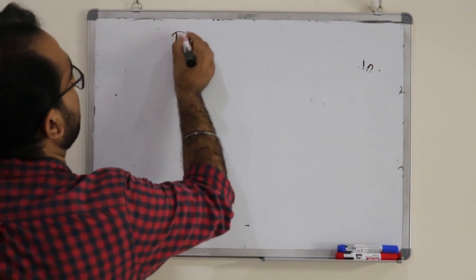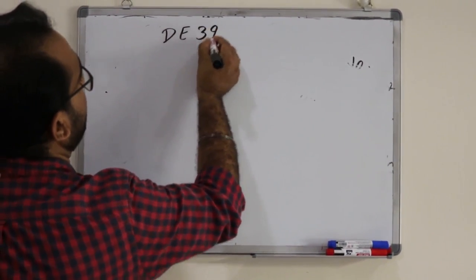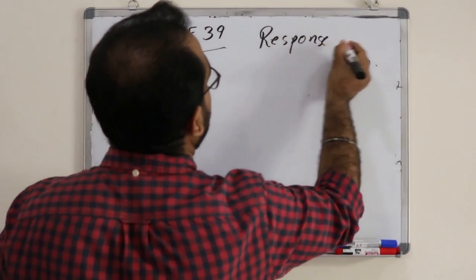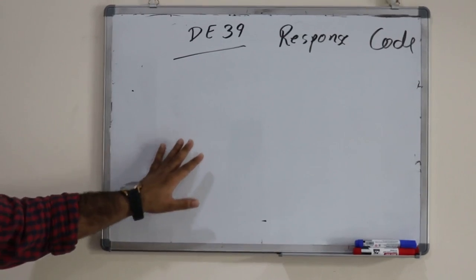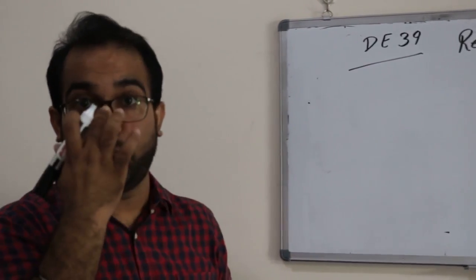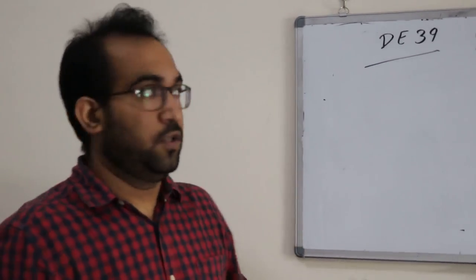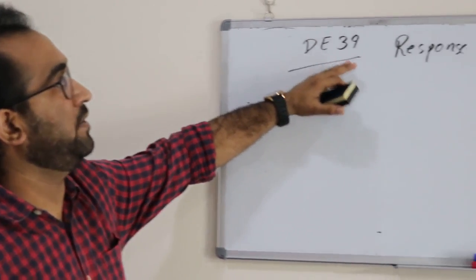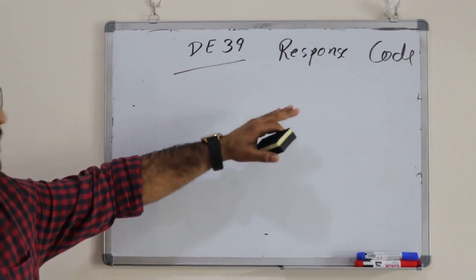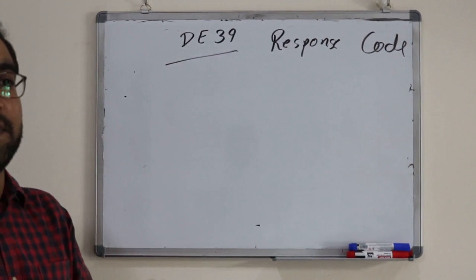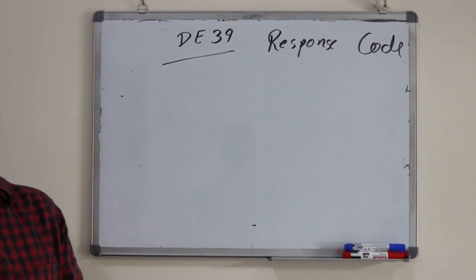Now we will understand data element 39, the response code. In my previous example, we discussed how the issuer will send an approval. So when we say approval, how will an issuer say yes, this transaction is approved? There are some possible values. There is a data element which is data element 39. This is the ISO field. Based on this value, the transaction can be identified as either an approval or a decline.